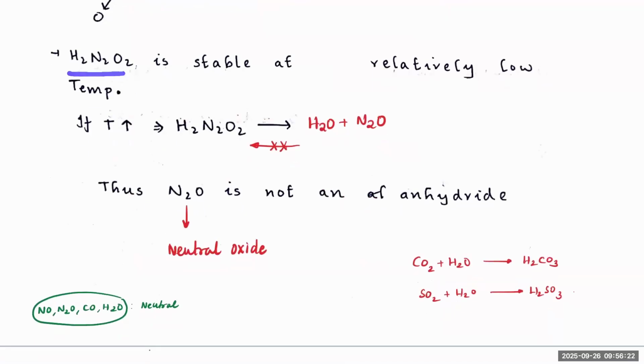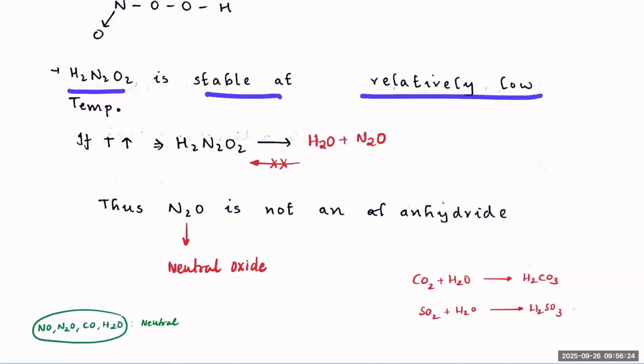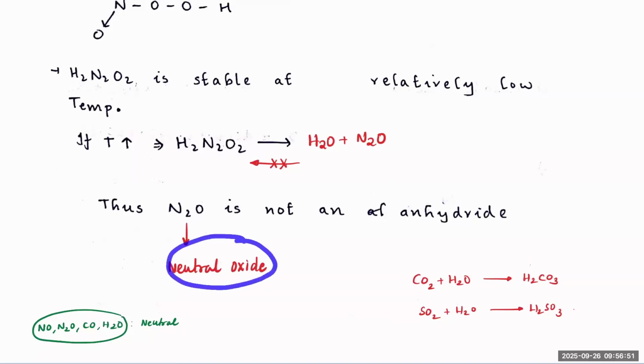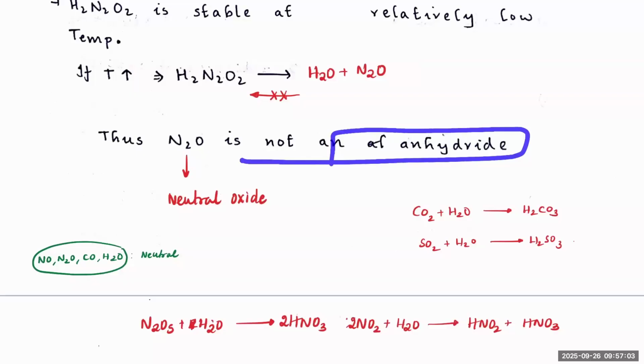Now, the first one, hyponitrous acid, is stable at relatively low temperature. As the temperature is increased, it will convert into N2O plus H2O. It is very interesting to understand that on heating, it will give N2O. That means the back reaction is not true. You cannot make N2O add to water and convert back into an acid. Why? N2O is a neutral oxide, but a neutral oxide does not react with water or acid or a base to create something which is acid or base again. So this is not an anhydride.